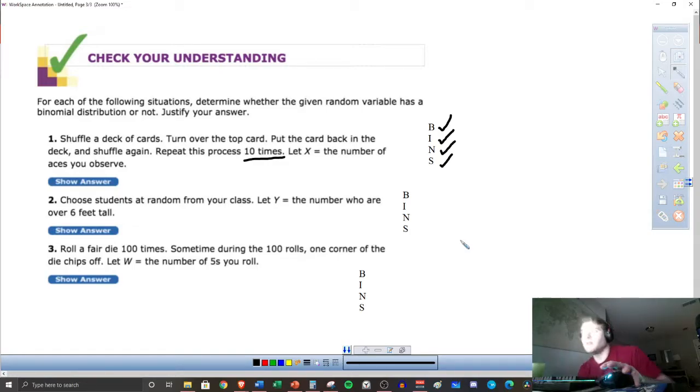Okay, so let's talk through this. You have your answer. It says choose students at random from your class. Let y equal the number who are over 6 feet tall. Okay, so first off, binary. Is it binary? Well, you're going to pick somebody, and they're either going to be over 6 foot or they're not going to be over 6 foot. Okay, next, is it independent? You're choosing a student at random from the class. Are you putting them back? That's my question. Are they getting replaced?